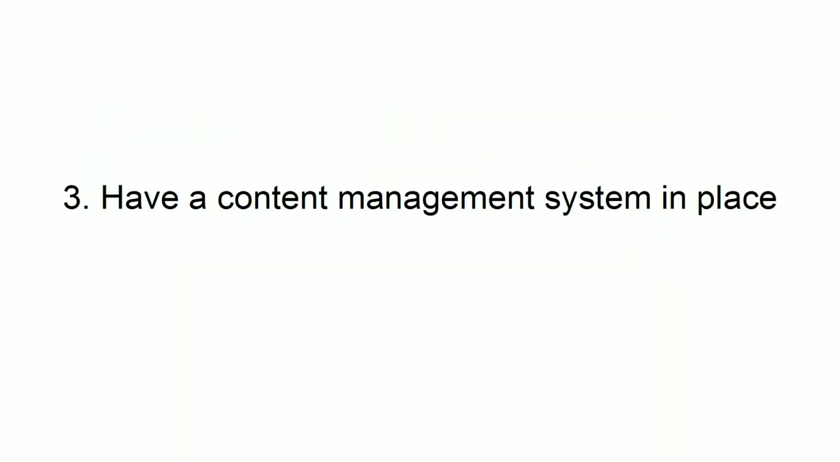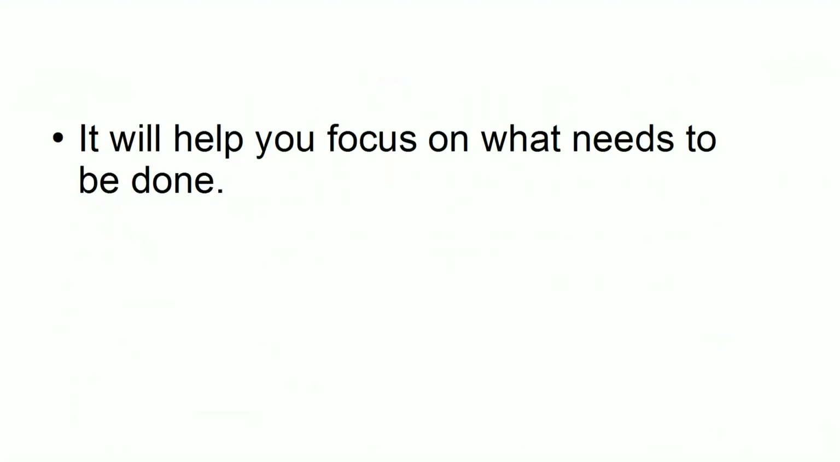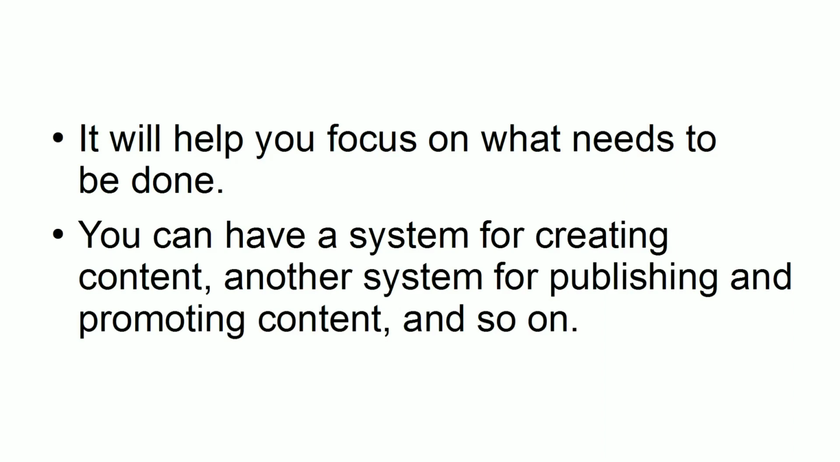Number 3. Have a content management system in place. A good content marketing strategy involves a solid plan. Having a system in place will help you achieve your goals much faster. It will help you focus on what needs to be done. You can have a system for creating content, another system for publishing and promoting content, and so on.